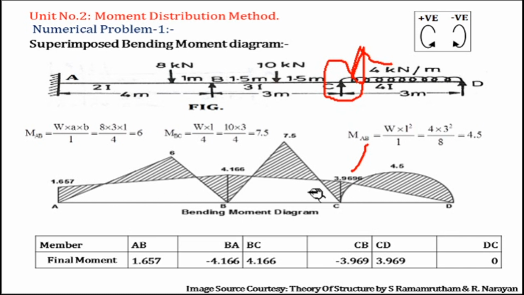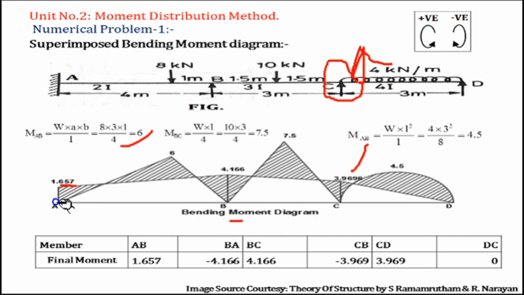Join all the end moments. So we have the bending moment diagram. Now the portion which is single, you have to hatch. This white portion is the overlap portion of your free bending moment diagram and fixed bending moment diagram.